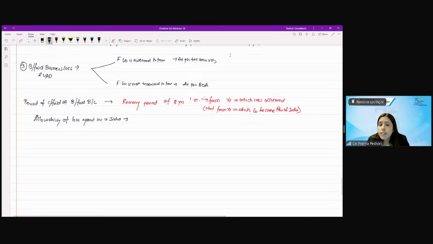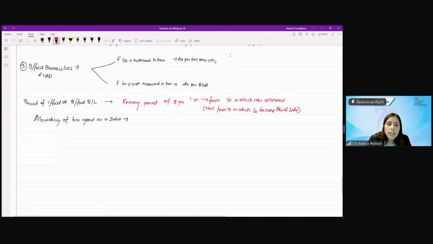What did I tell you? Is it allowed against all the income? Yes, Prashant, right. It shall be allowed only against the income which has become chargeable on account of it becoming the resident in India.